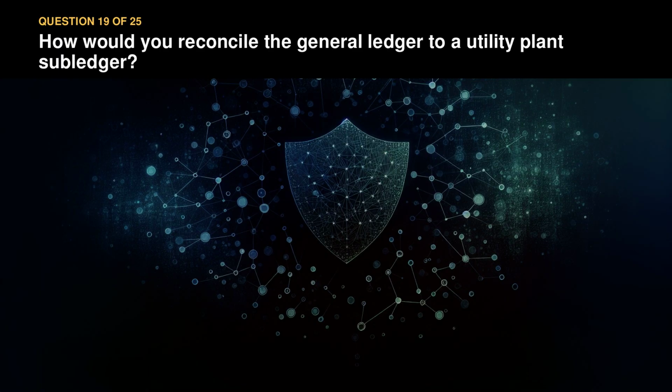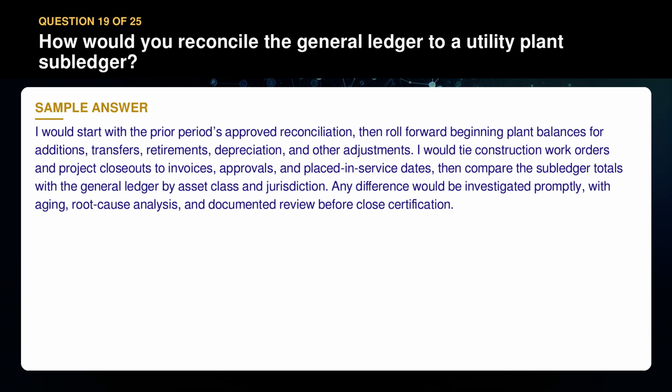Question 19. How would you reconcile the general ledger to a utility plant subledger? I would start with the prior period's approved reconciliation, then roll forward beginning plant balances for additions, transfers, retirements, depreciation, and other adjustments. I would tie construction work orders and project closeouts to invoices, approvals, and placed in service dates, then compare the subledger totals with the general ledger by asset class and jurisdiction. Any difference would be investigated promptly, with aging, root cause analysis, and documented review before close certification.